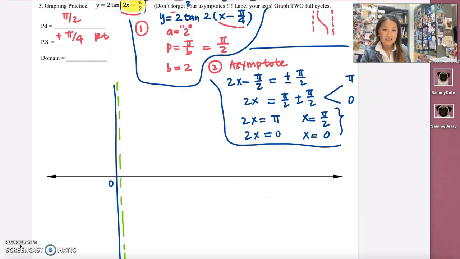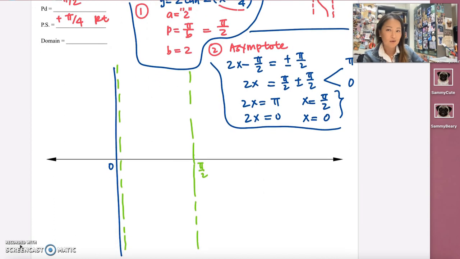When's my next asymptote? It happens at pi over 2. So I'm going to go to pi over 2 here and draw my asymptote, nice and straight, okay? And then I know that there is a middle, a middle and a middle, right? What's half of pi over 2?